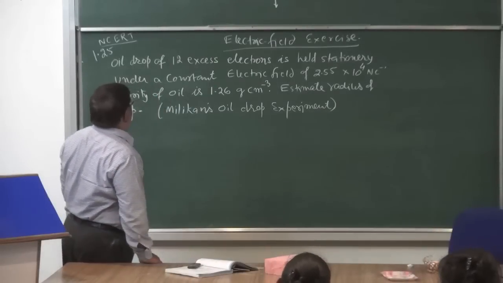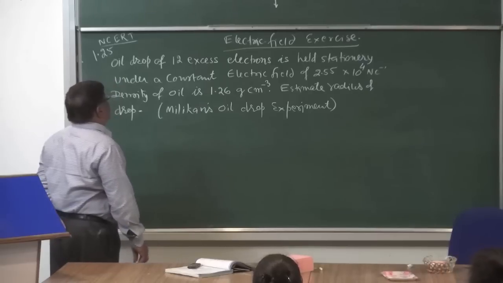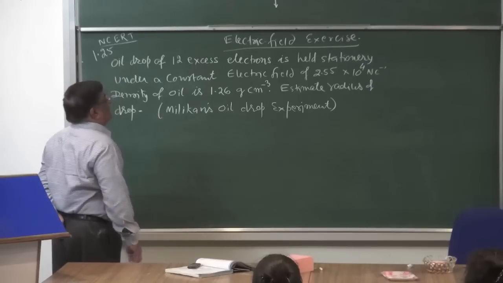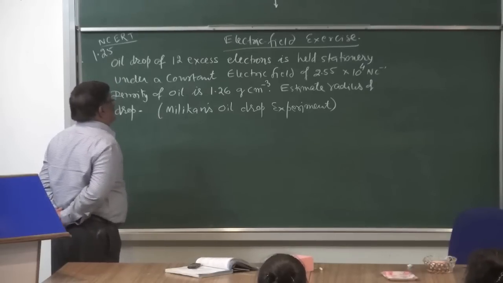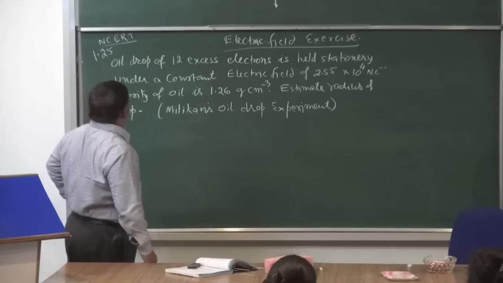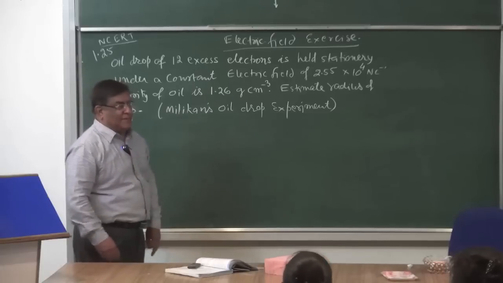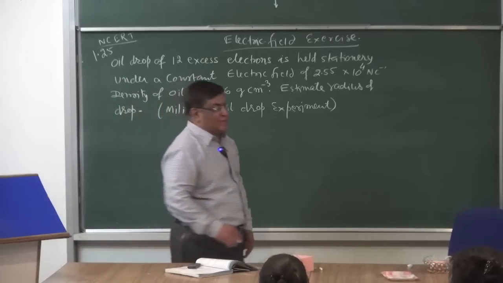An oil drop of 12 excess electrons is held stationary under a constant electric field of this much. The density of oil is this much. Estimate the radius of the drop. This is Millikan's oil drop experiment. In this experiment, what happens?